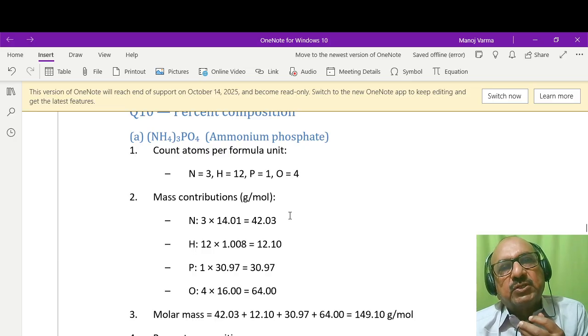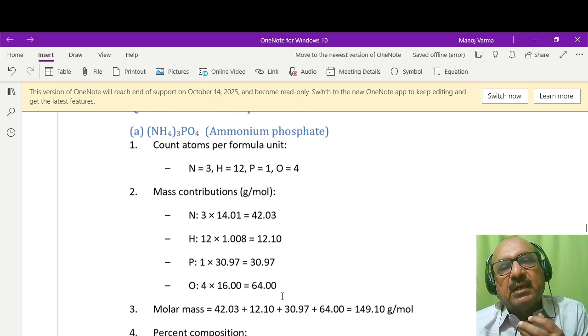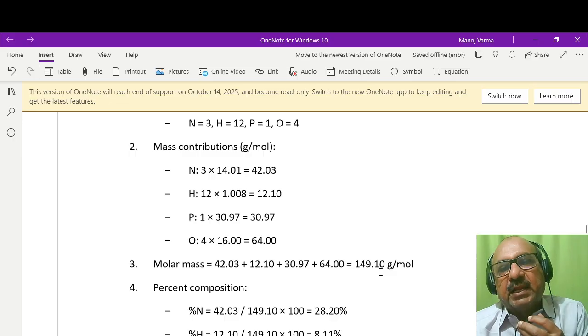So let us find out what is the total molar mass of this compound. So we can simply add these values which you got here. So they add up to 149.10. That's the molar mass and its unit is gram per mole. Now this is the total, and to find out the percentage of nitrogen, you need to know how much of this total is nitrogen. So you can see it is 42.03. So its percentage is 42.03 over 149.10 times 100. So this gives you the percentage of 28.20.